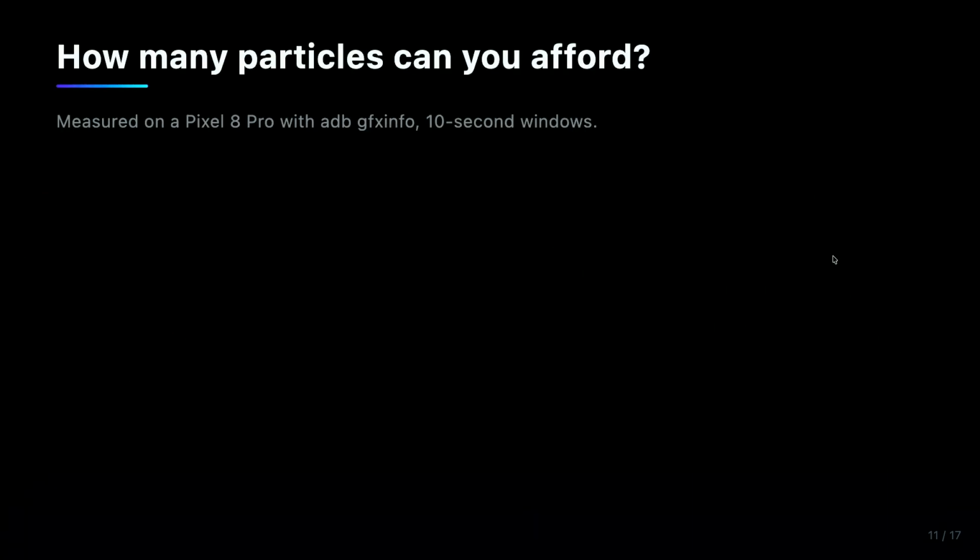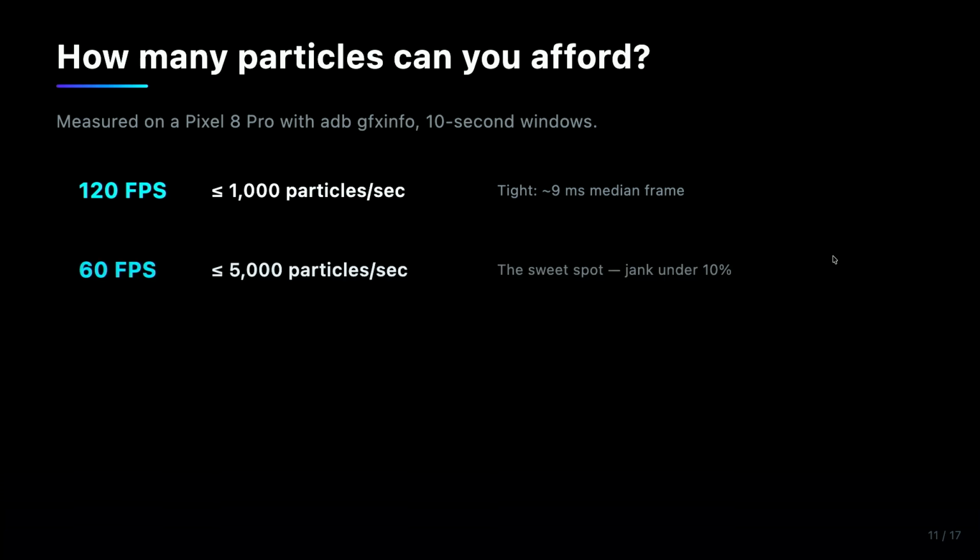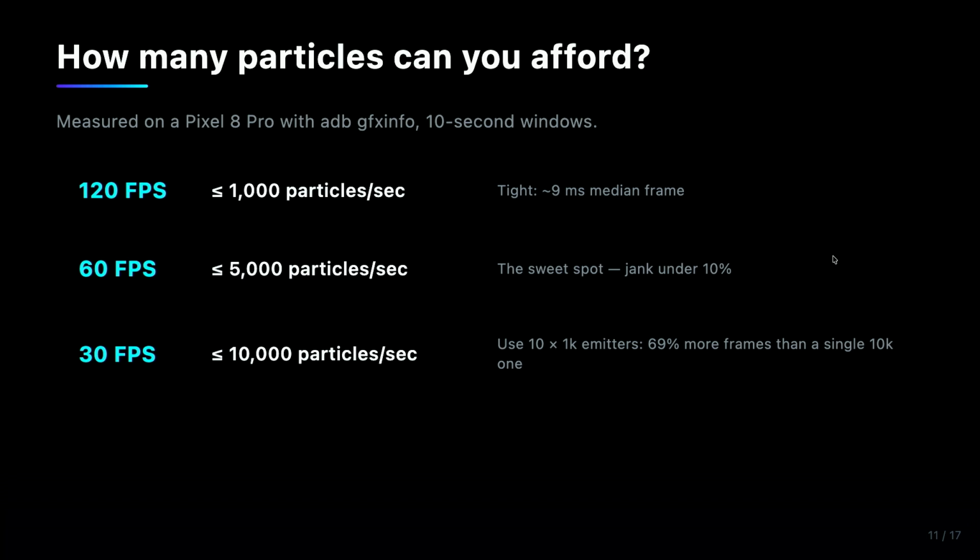All right. So how many particles can we afford? I was doing testing on Pixel 8, and in my repository, you can find the full document about the performance of that library. But at 120 frames per second, I was able to send 1,000 particles per second. With 60 FPS, I was able to do 5,000. And with 30 FPS, it was 10,000 particles per second.